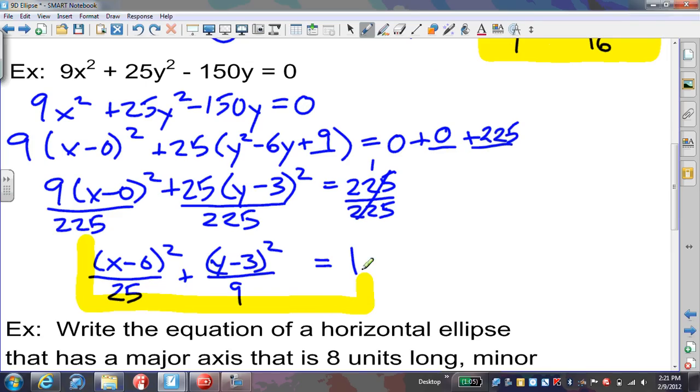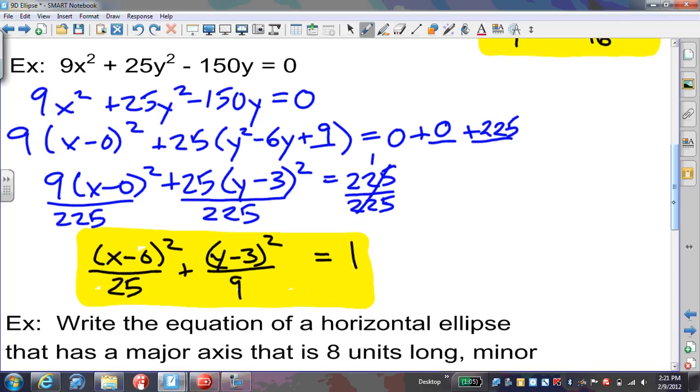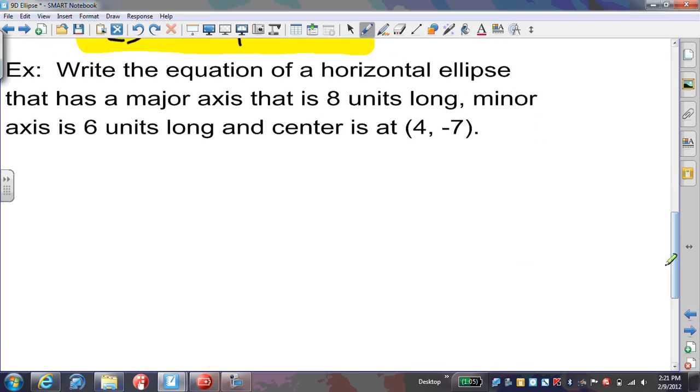Notice in this one, we have an a squared value of 25 under the x, so it's horizontal. We have a center of 0 comma 3, and there's your a squared and your b squared of 25 and 9 respectively.